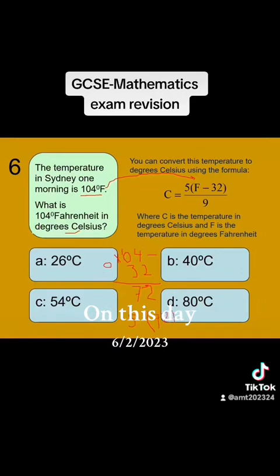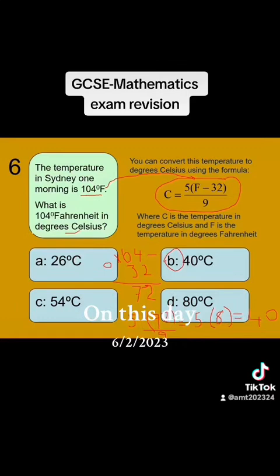Now, to make it easier for me, because I want to make the number smaller, if I do 72 divided by 9, I get 8. So I actually get 5 lots of 8, because 72 divided by 9 is equal to 8. 5 times 8 is equal to 40. So the answer is equal to 40 degrees Celsius. Okay, so I've substituted F is equal to 104 into this formula to work out the value for C, where C is the temperature in degrees Celsius.